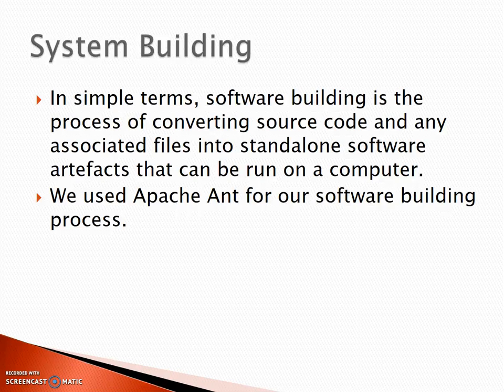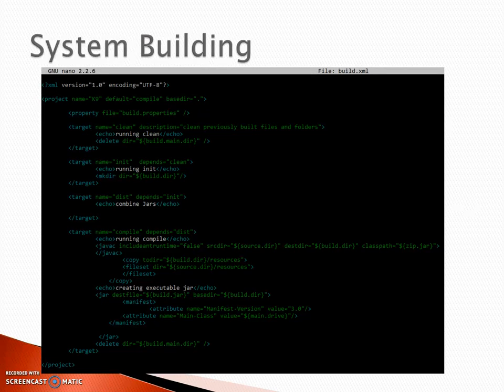Now about system building. In simple terms, software building is a process of converting source code and any associated files into standalone software artifacts that can be run on a computer. We used Apache Ant for our software building process. This is a sample Ant file that we used to build our GUI. It has all the information on the source directories, export directory, dependencies, libraries, etc.